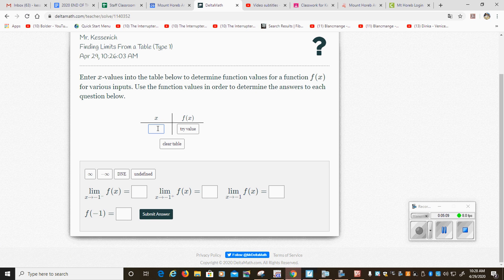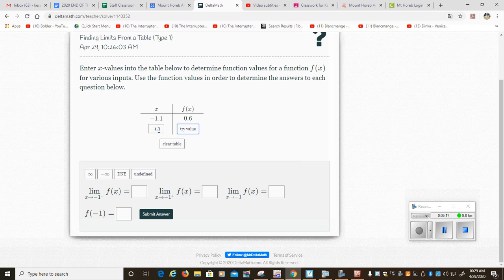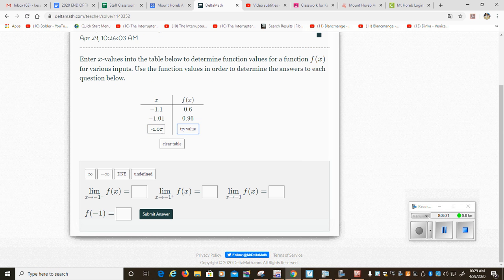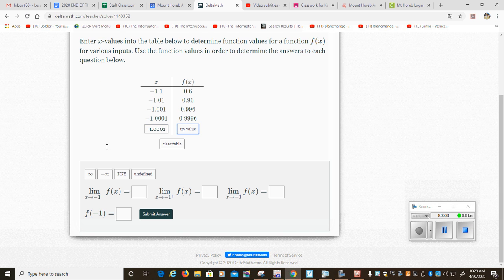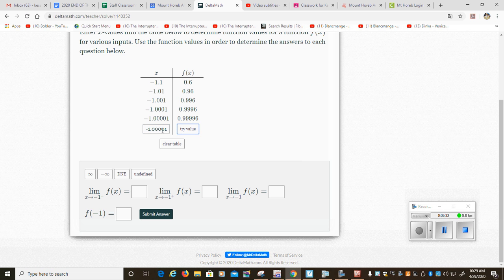So as you approach from the left, negative 1.1. Oops, wrong one again. There we go. Now I'm going to start inserting some zeros in there and see if it starts converging. Yeah, it looks like it's converging. I don't know why this is jumping around. It looks like it's converging to 1.